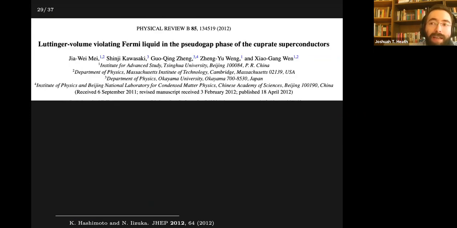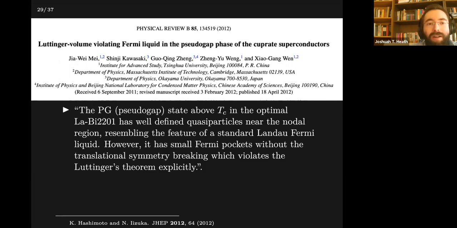In the same way that Luttinger's theorem can be applicable without a Fermi liquid, it can be shown that Fermi liquid theory can be applicable without Luttinger's theorem. In 2012, Zhao, Wen and company basically showed that the pseudogap phase of the cuprates could be modeled as a Luttinger-volume-violating Fermi liquid. The pseudogap phase above T_c at optimal doping has well-defined quasiparticles in the nodal region, resembling the features of a standard Landau-Fermi liquid. However, it has small Fermi pockets without translational symmetry breaking, which violates Luttinger's theorem explicitly.